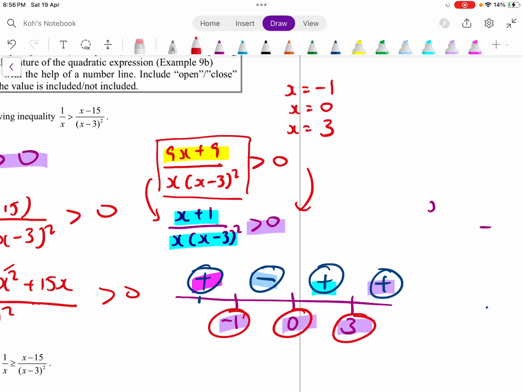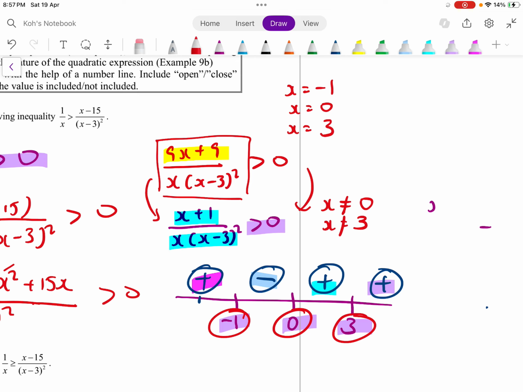Okay. So before we do anything to the number line, it's actually a very good habit to look at the denominator and put this down. For example, x cannot be equal to 0 and x cannot be equal to 3. So it's important to put down this. Okay, then with this, I fill in the number line.